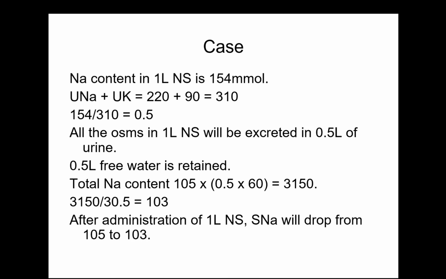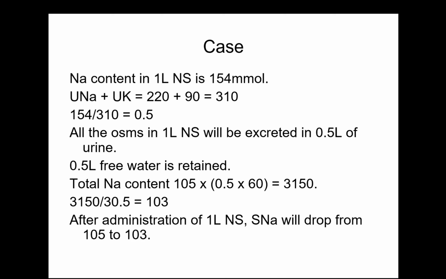And since these kidneys are peeing out a urine that has 310 millimoles of sodium in it, it means if you give them a liter, it will pee out that 154 in half a liter of urine. 154 divided by 310, that's half a liter. But you gave a liter, so that means the kidneys retain half a liter of free water in the system. And therefore, as Joseph and Fatima said, the serum sodium will go down.